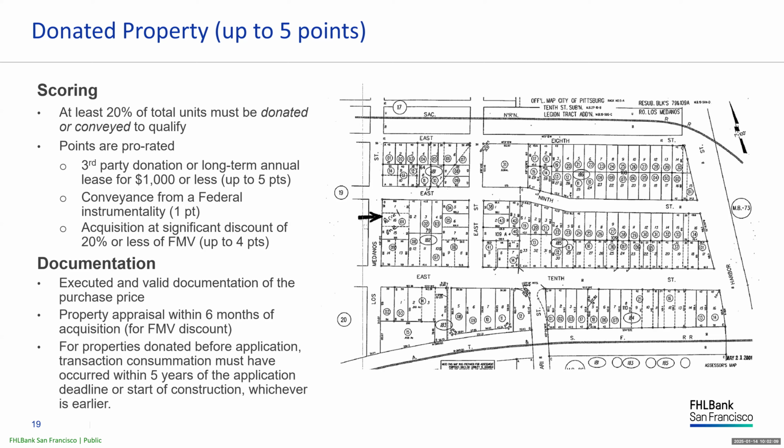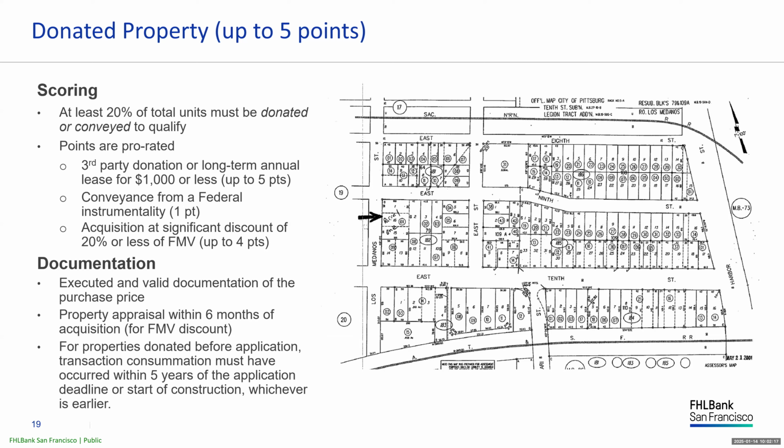If this scenario fits your project, fill out the third section under donated property called acquisition of property below fair market value. For all these situations, the donation or conveyance must be an arm's length transaction. In other words, the sale or transfer of a property from a nonprofit developer to its affiliate would not be eligible for points, nor would the sale of property owned by a co-general partner to the partnership be eligible for points. Donations cannot come with any financial conditions or strings attached, such as a loan or other payment conditions.